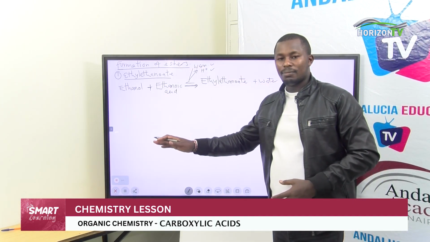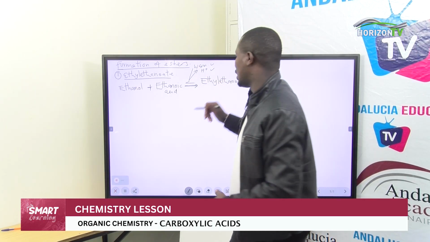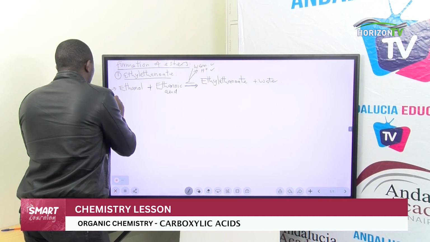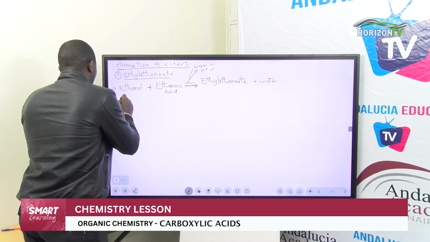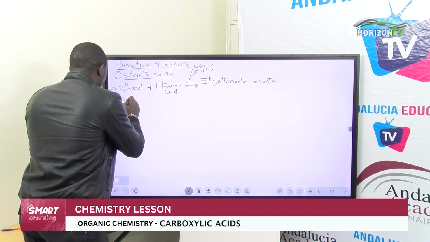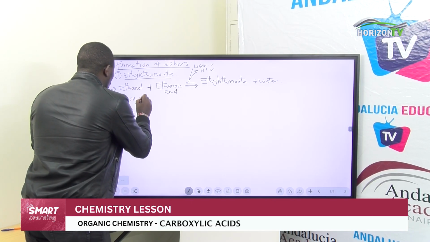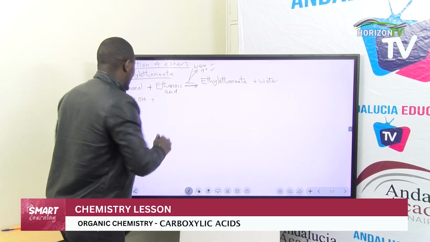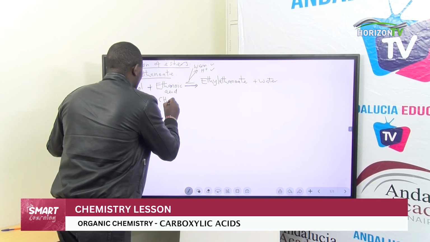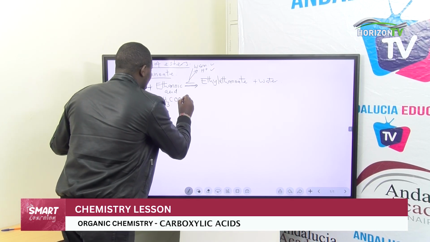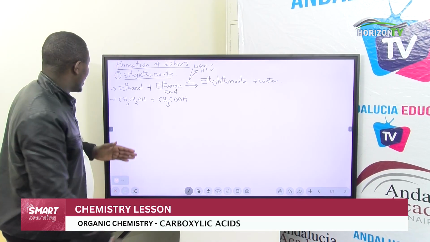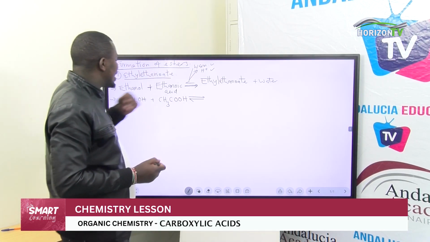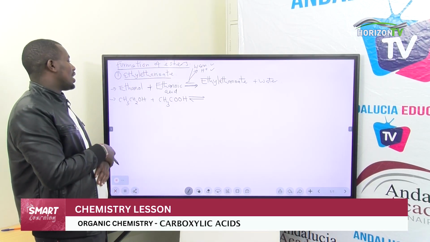Then I shall give the displayed formula and how we arrive at the ester. So this is the word equation. Let me give the structural formulas of this equation. Ethanol is CH3CH2OH. That's the formula of ethanol. The formula of ethanoic acid is CH3COOH. Remember, it's a carboxylic acid. Then I said this is a reversible reaction. So the name of the ester is ethyl ethanoate.